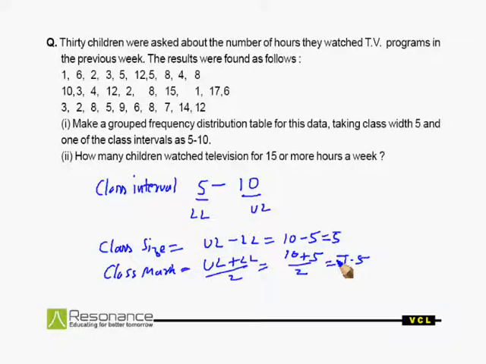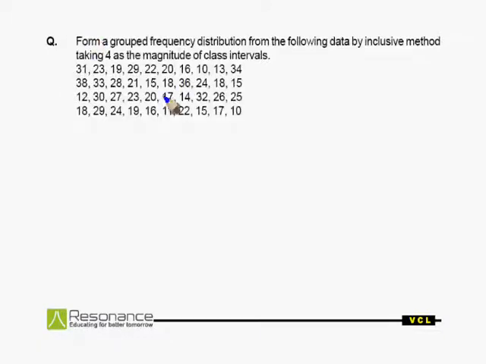Now we move to the next question. Form a group frequency distribution table for the following data by the inclusive method. Take 4 as the magnitude of the class interval.